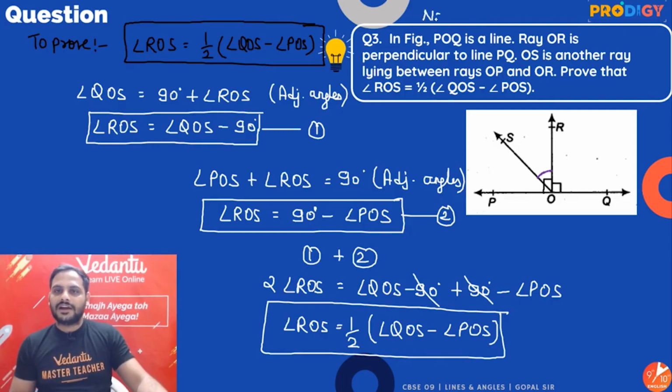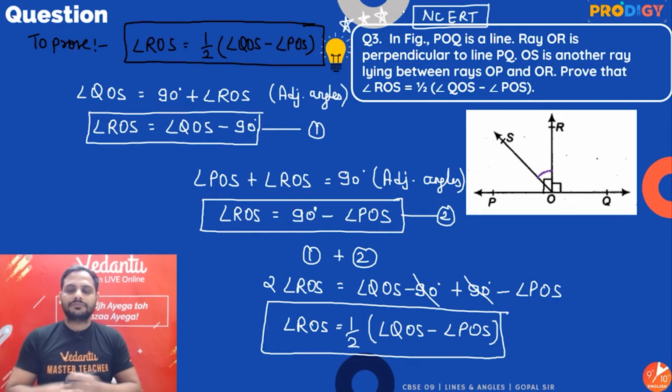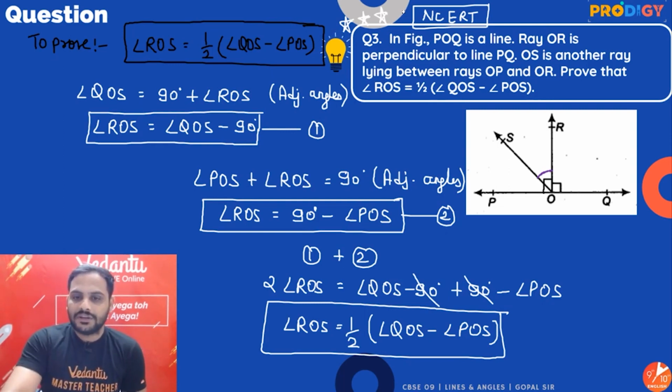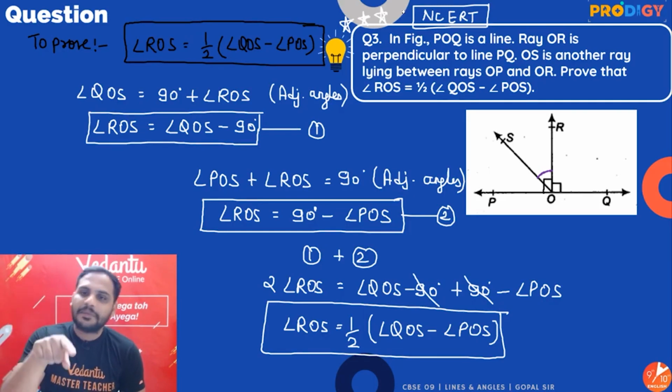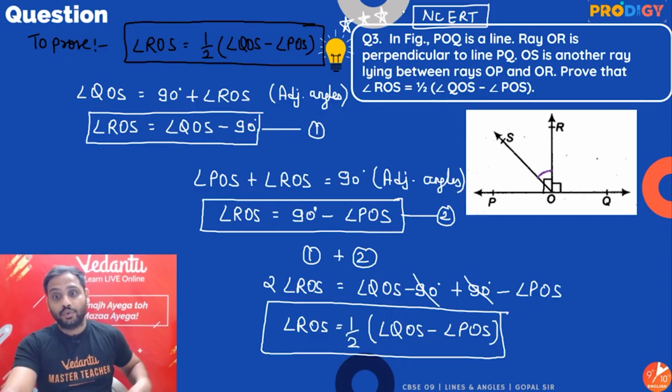This is how you solve an amazing question. This is one NCERT question, but a very important, very good question. Angle ROS will be written as half of angle QOS minus angle POS. First, I represented angle ROS as angle QOS minus 90, and angle ROS as 90 minus angle POS, and added both the equations. Okay? So I will get my answer. Hence proved.